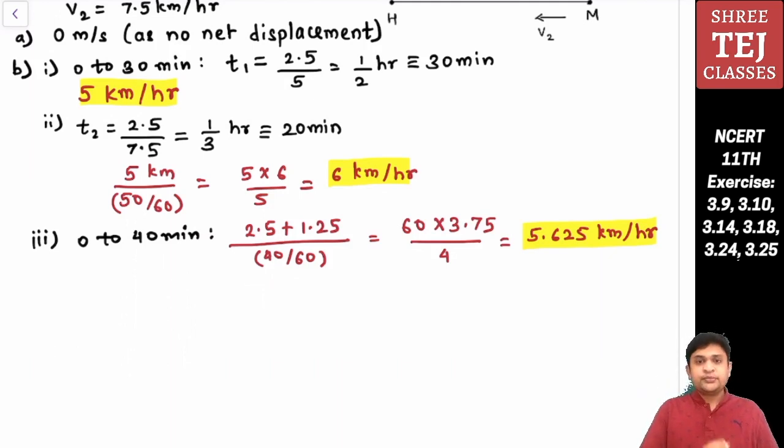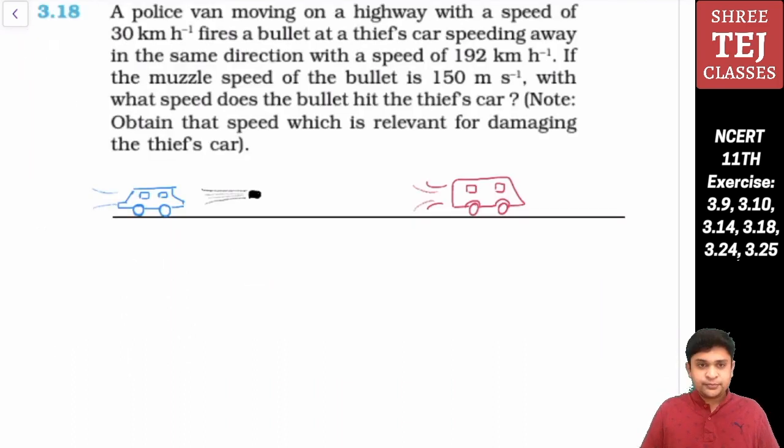Okay. Now let us move to the next question. Question number 3.18. A policeman moving on a highway with a speed of 30 km per hour fires a bullet at a thief's car speeding away in the same direction with a speed of 192 km per hour. If the muzzle speed of bullet is 150 meter per second, with what speed does the bullet hit the thief's car? So we have to find the relative velocity of the bullet with respect to the thief's car.